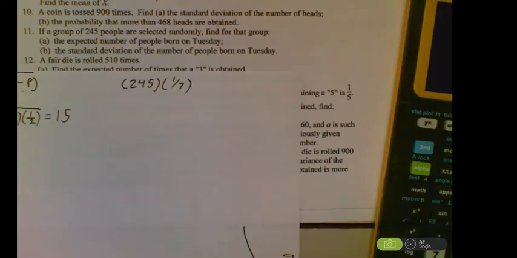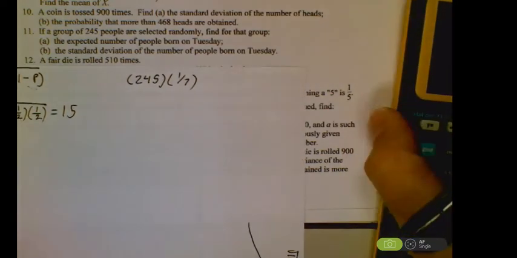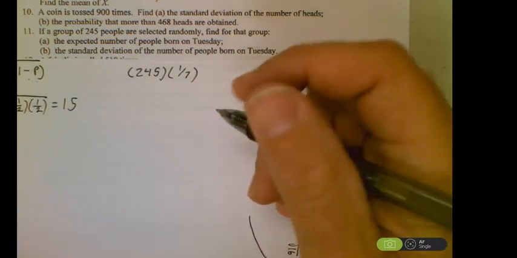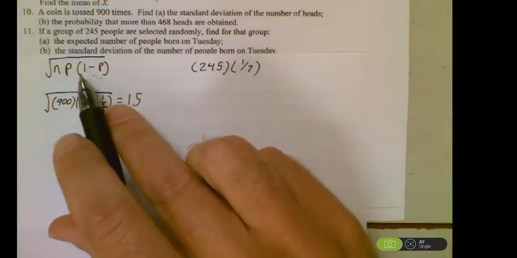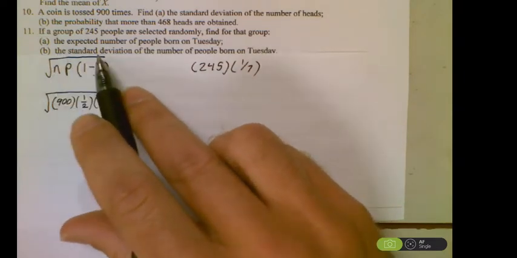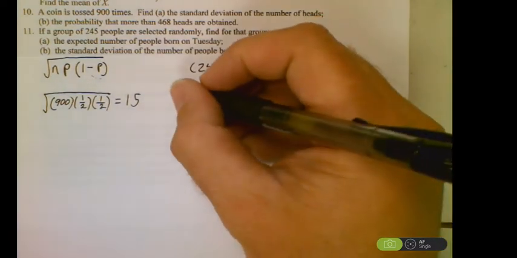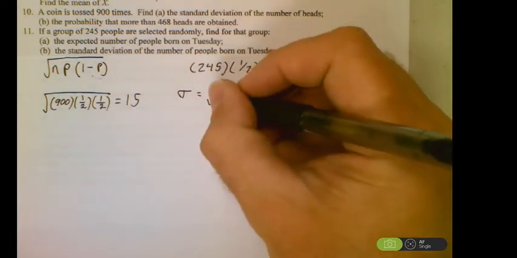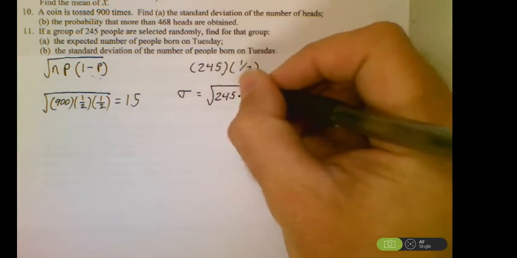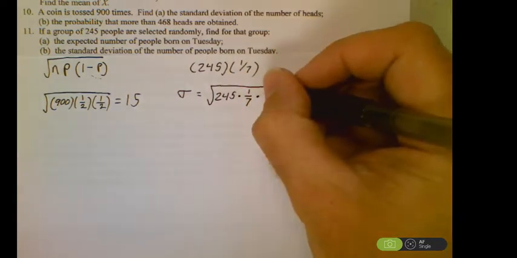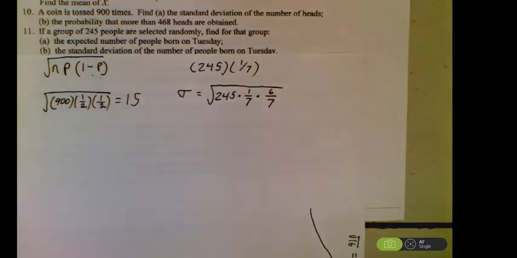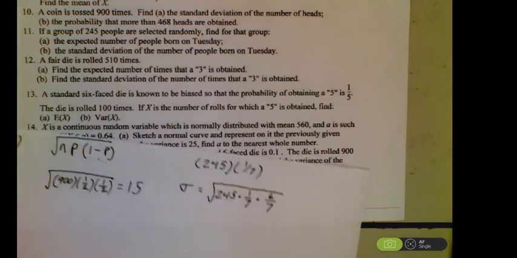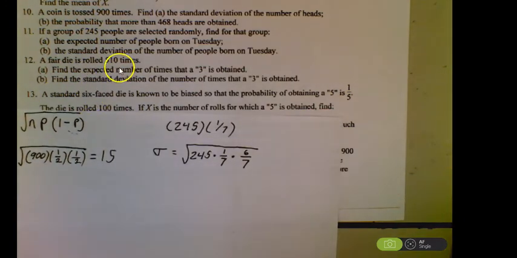And then standard deviation for the number of people born on Tuesday, and again, that's just the square root of the variance. So using that same formula that we used right here, that was variance, and we're going to square root it to get standard deviation. So standard deviation is when we do the square root of the number of trials times the probability of success times the probability of non-success or failure. So that would be my setup, and just punch that into a calculator to get your standard deviation for that one. Going on to 12, so fair dice rolled 510 times.